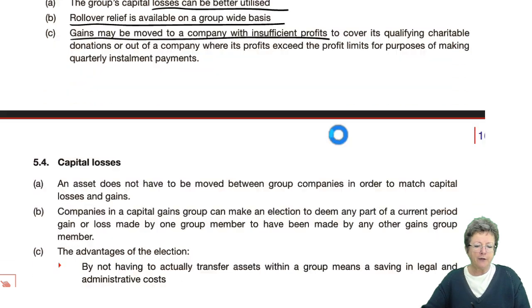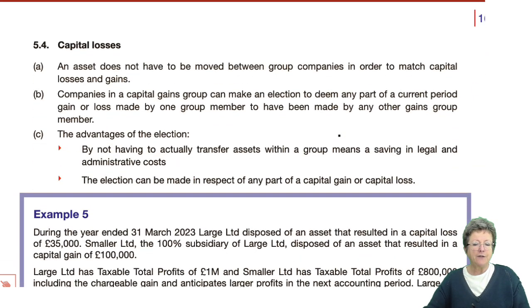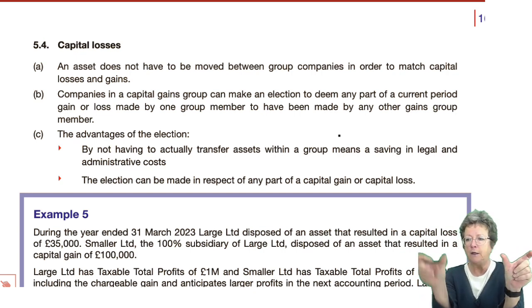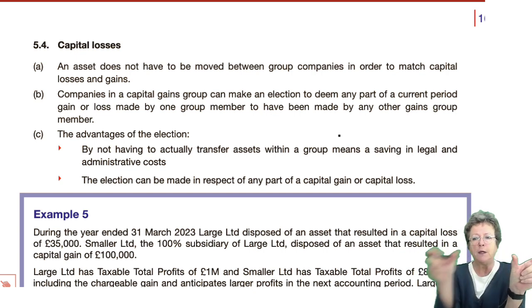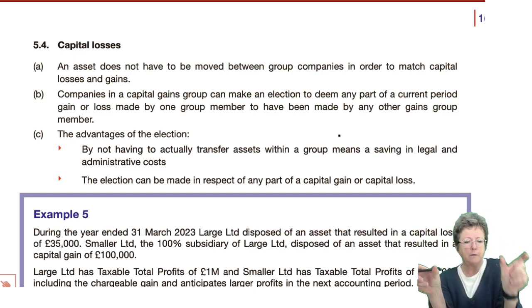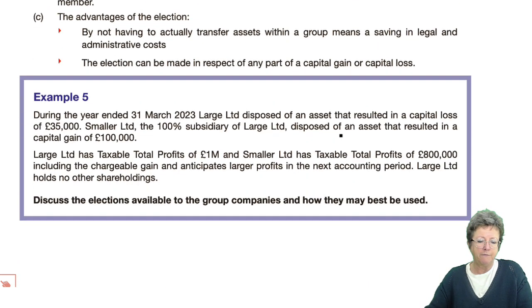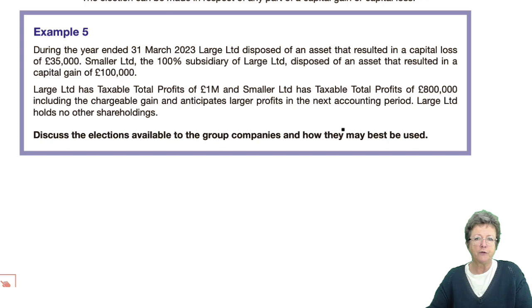Now, capital losses. An asset does not have to be moved within a group company in order to match those losses and gains. As I said, gain over here, loss over here, put them together that way, or put them together that way. So companies in a capital gains group can make an election to deem any part of the current period gain or loss made by one company to be made by another. And we've got here example number 5, which will help us to understand this a little bit better.